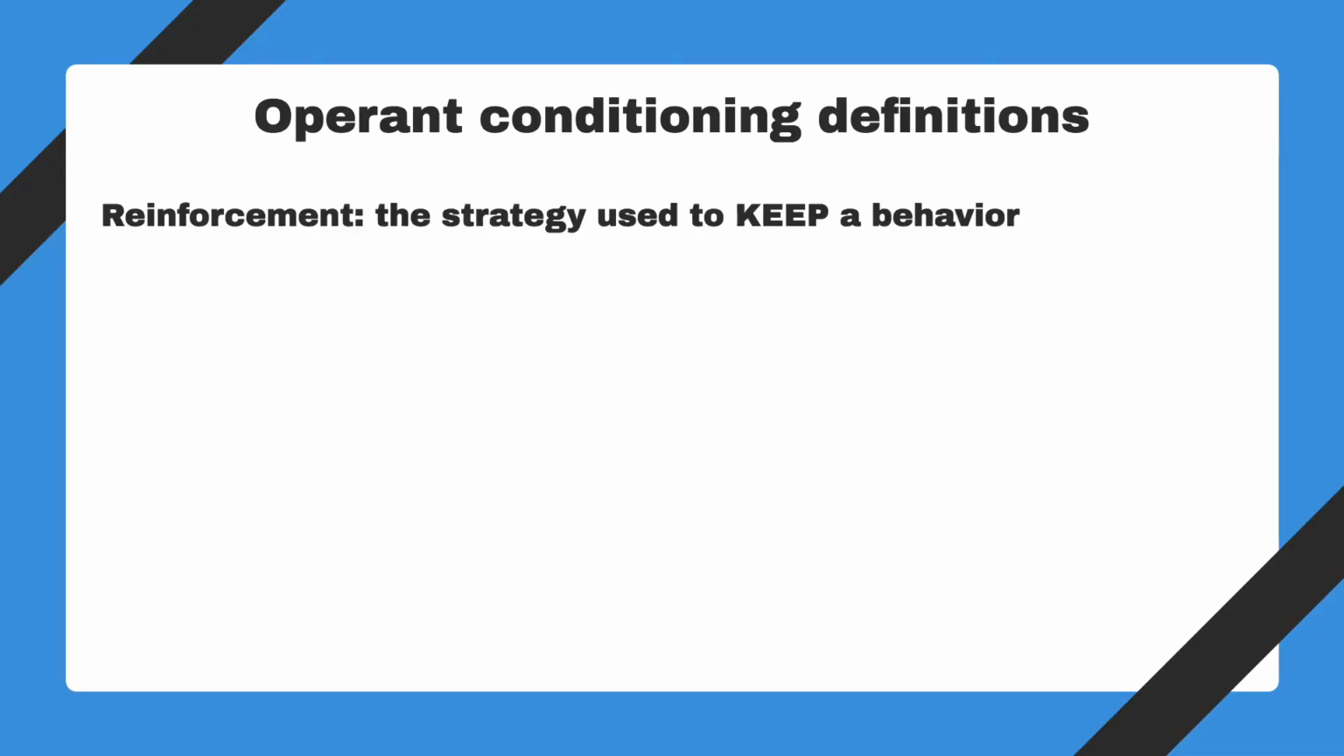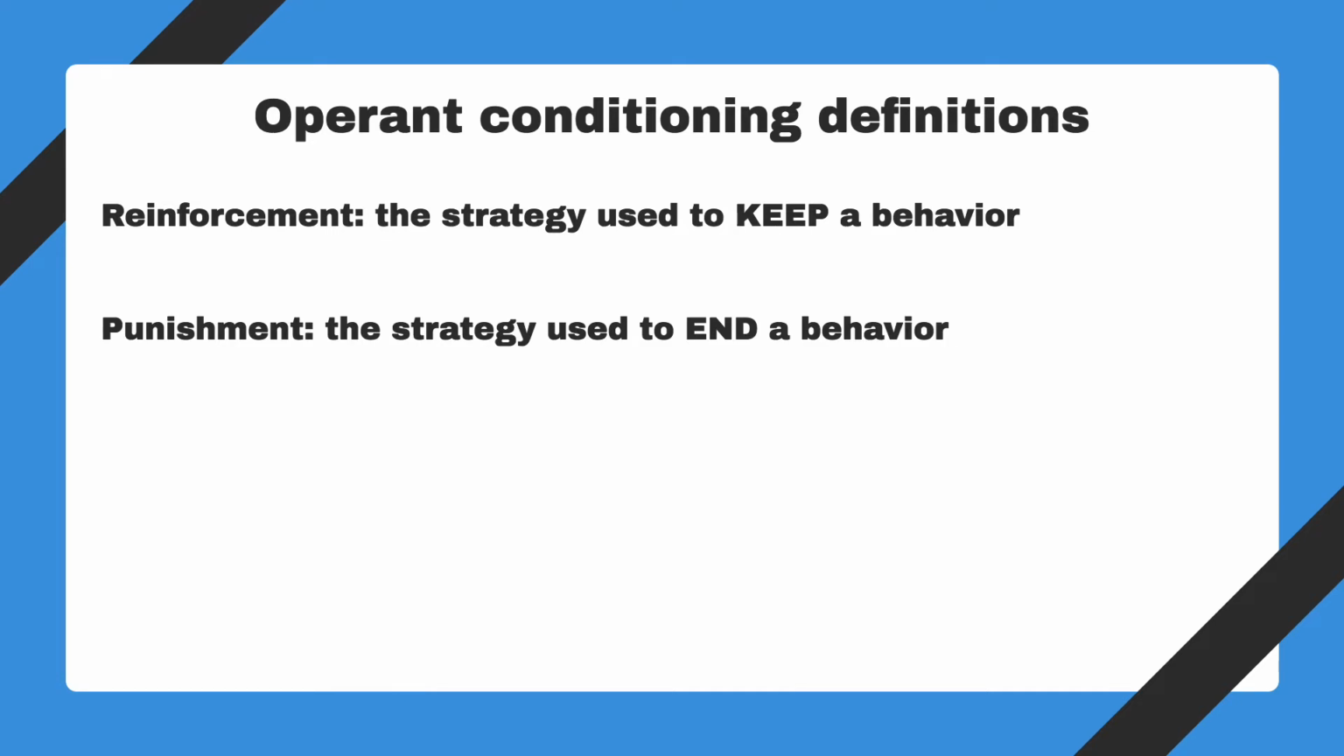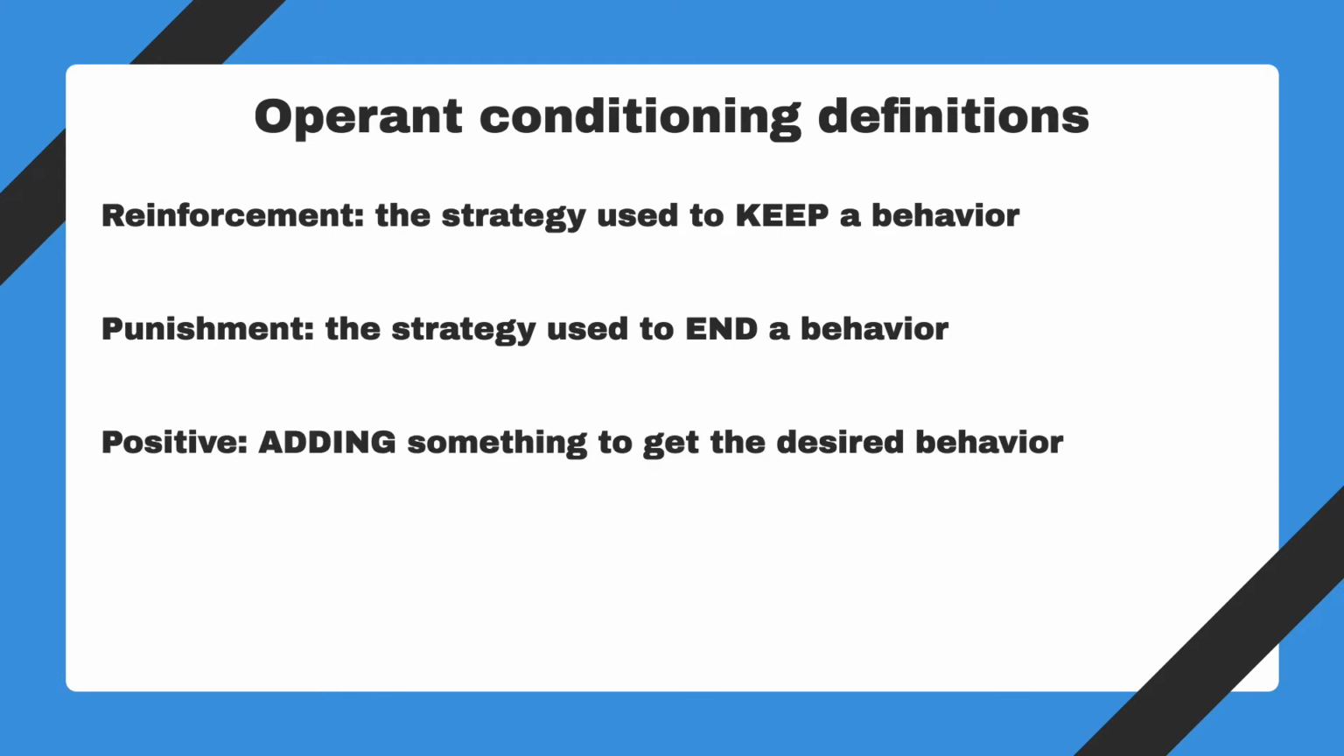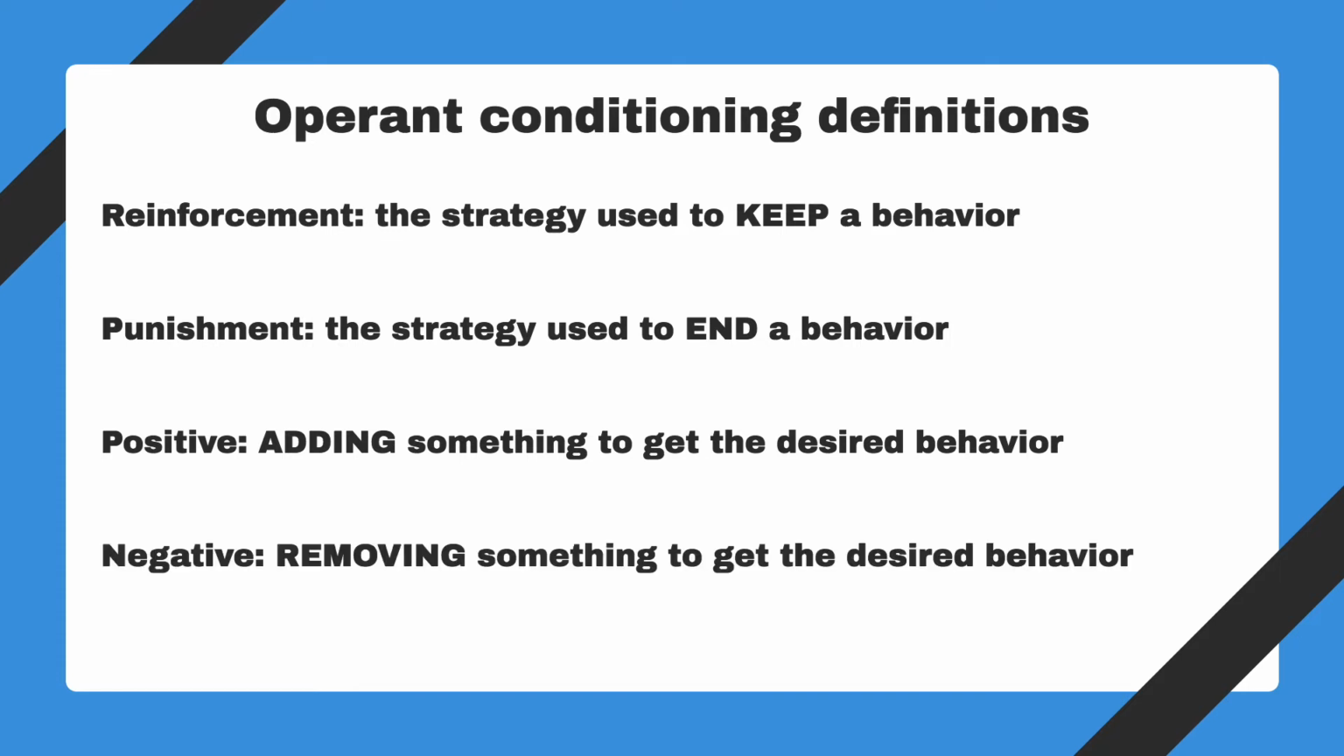Reinforcement is the strategy used to keep a behavior. You use reinforcement strategies so that the person continues to do the behavior you want, whereas punishment is the strategy used to end a behavior. You use punishment strategies so that the person stops the behavior that you don't want them doing. When the reinforcement or punishment are positive, it means you are adding something to get the response you want. When the reinforcement or punishment are negative, it means you are removing something to get the response you want. Now let's put these together to understand each method.